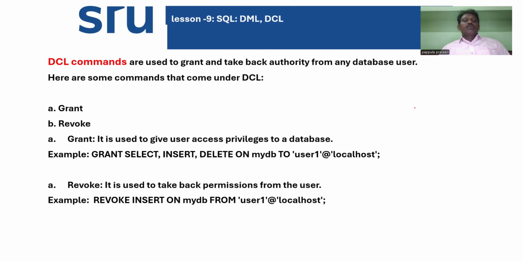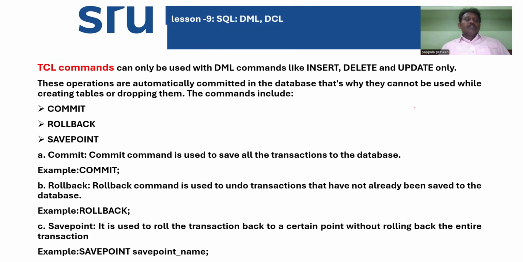Now grant is used to give the user access privileges to the database. Example: grant. Now what are the commands he can access? Select he can access, insert he can access, delete he can access. The other details of the users are user one and localhost. Revoke is used to take back permission from the user. Revoke insert on. Previously we gave three permissions. Now we have to revoke one permission, that is insert. These two are the DCL commands.